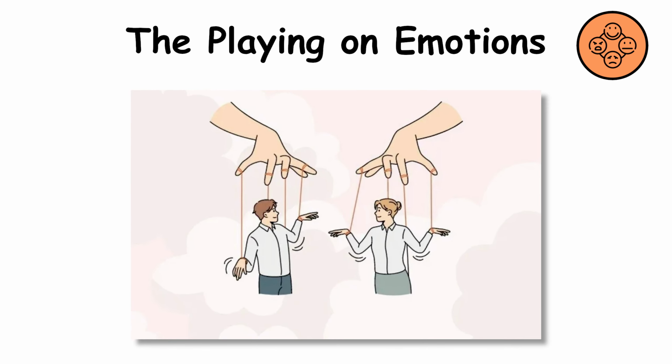The 10th technique is using authority. The manipulator refers to authoritative sources or figures to support their arguments. This creates a sense that the victim should follow these recommendations or instructions.